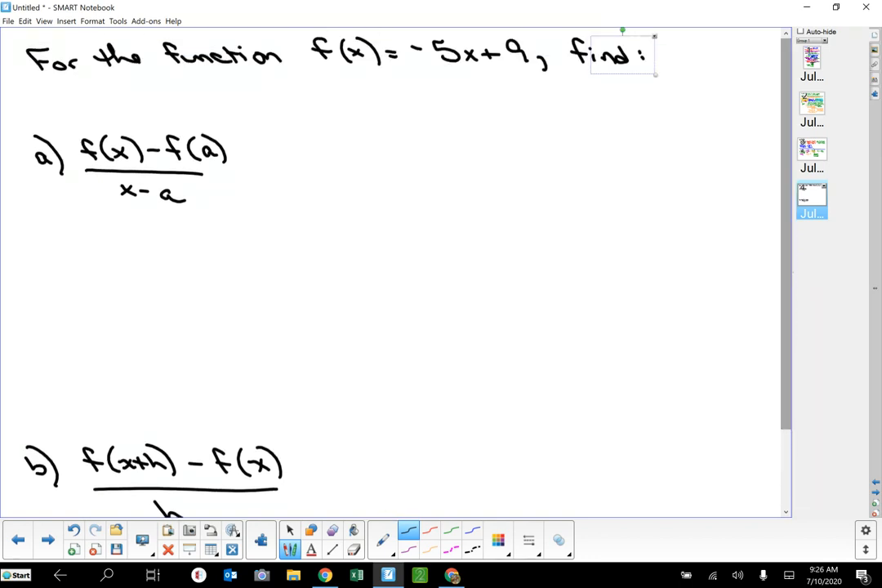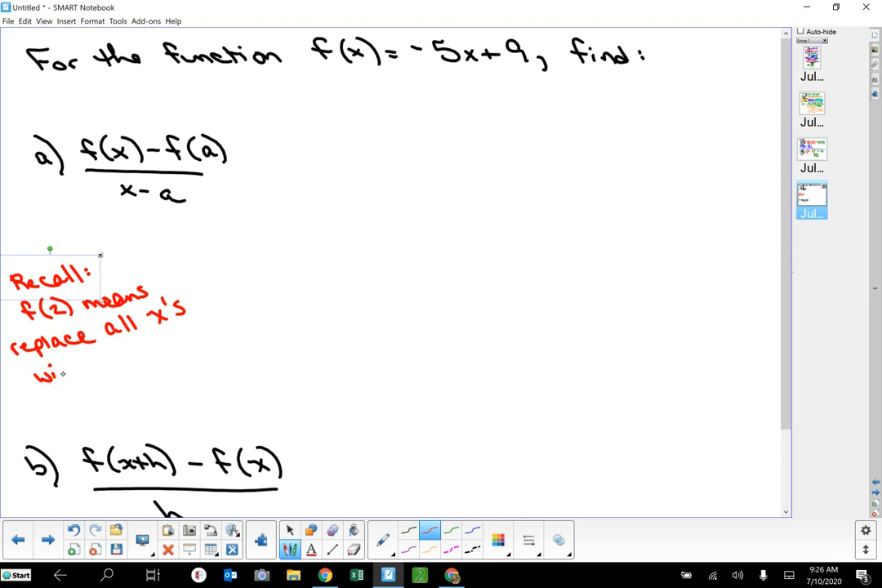All right, so this goes back to your substitution. Remember that if you have something like f of 2, so recall f of 2 means replace, substitute, whichever word you want, all x's with a 2, right? So here, this first part of this just says replace all x's with an x. Well, that would be exactly the function. So I have negative 5x plus 9.